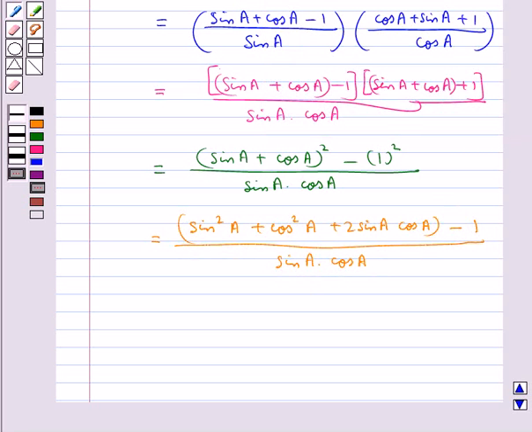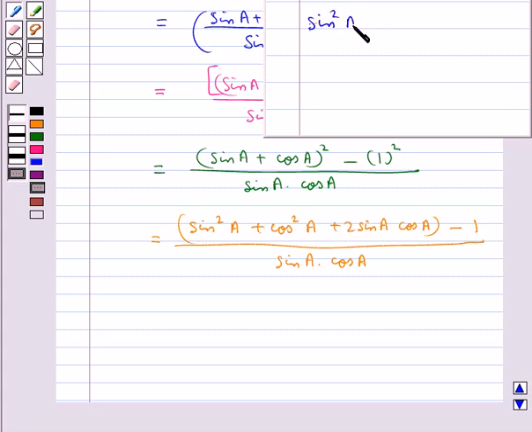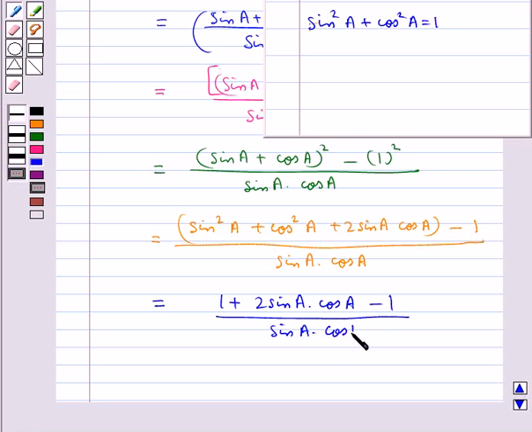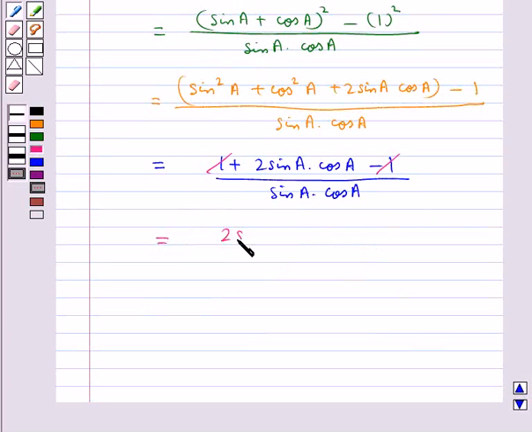We know that sin square A plus cos square A is equal to 1. So this would be equal to (1 + 2 sin A cos A − 1) upon sin A into cos A. So this 1 and this minus 1 get cancelled, and we are left with 2 sin A into cos A upon sin A into cos A. Now sin A cancels, cos A cancels.